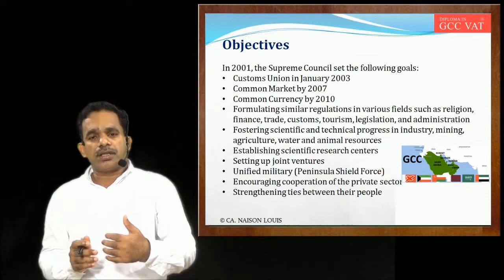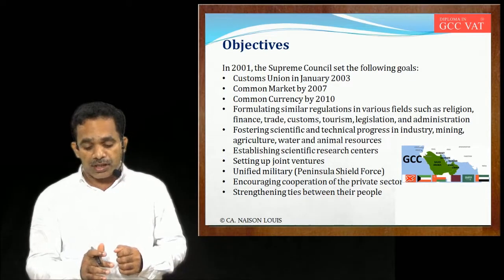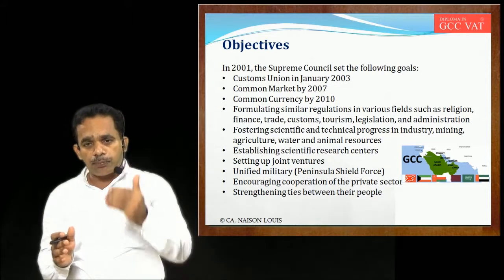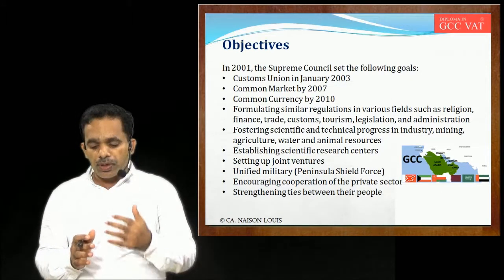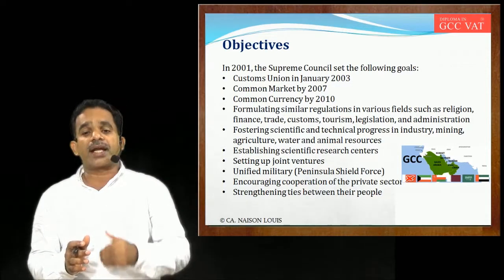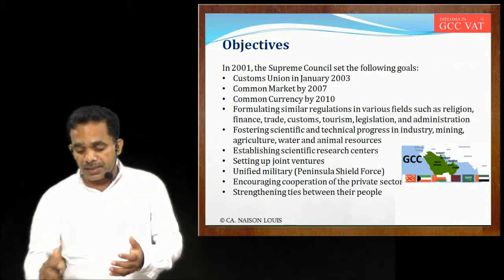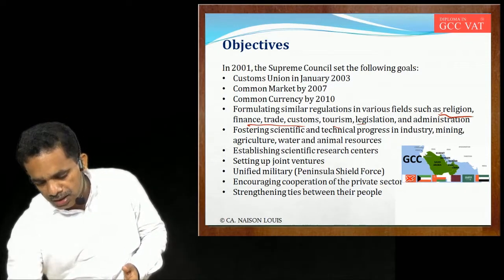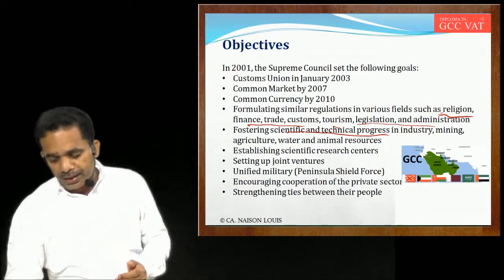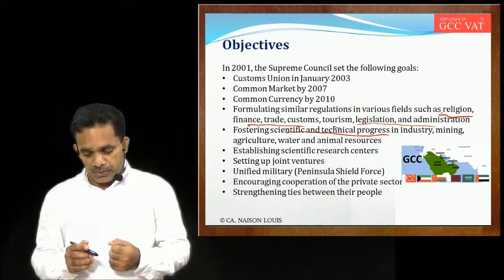Now, let us quickly understand what are the objectives aimed at by the Gulf Cooperation Council. In 2001, a Supreme Council was set up, and they put the goals like this. Customs Union in January 2003, Common Market by 2007, Common Currency by 2010, then formulating similar regulations in various fields such as religion, finance, trade, customs, tourism, legislation, and administration, then fostering scientific and technical progress in industry, mining, agriculture, water, and animal resources.